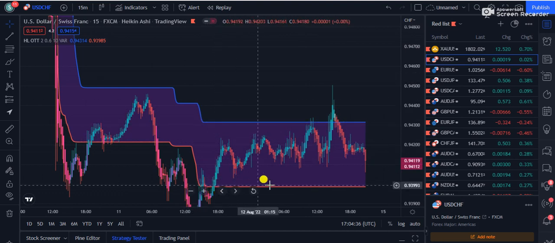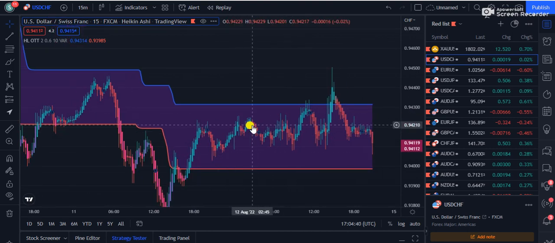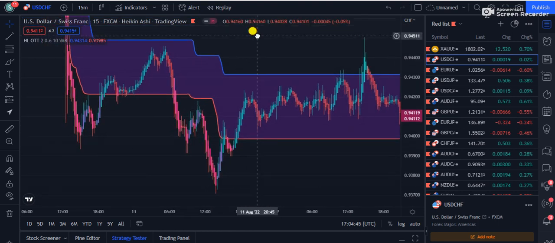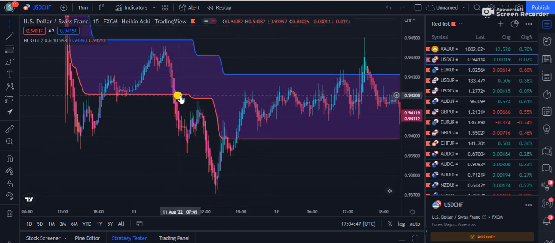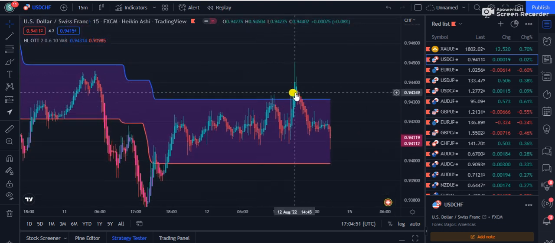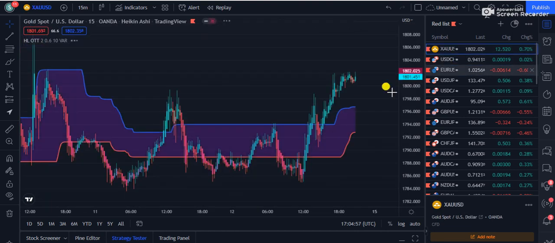So the benefit of this indicator is that there is a blue zone and a red zone. When the market is in between the two zones, you do not have to take any kind of entry. When it breaks the red line, you can go for a sell, and vice versa. When it breaks the blue line, you can go for the buy position. So this is how this indicator actually works.